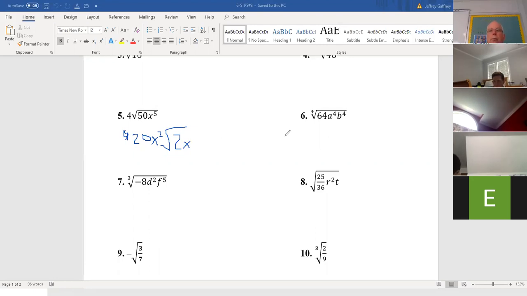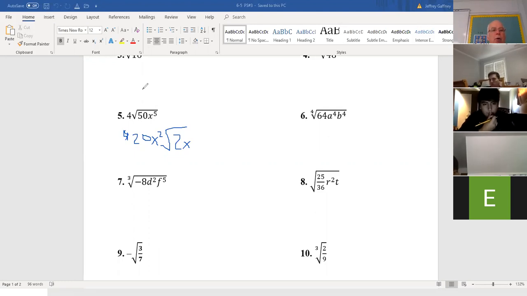Good? Wait, where'd you get the 20 from? 20. Okay, the 50 is 2 times 25, right? So the 25 comes out from under the radical as 5, and the 5 times 4 gives us a 20. All right? I got it. Makes sense?